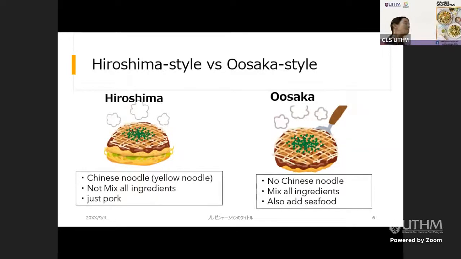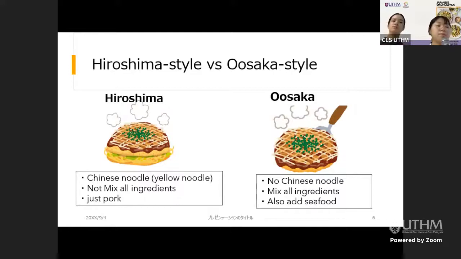Next, I will talk about Hiroshima style and Osaka style. Did you know okonomiyaki has many different types depending on the baking method and ingredients? Like Azumi Sensei said, okonomiyaki is different depending on the region. Typical among them are Hiroshima style and Osaka style, like this one.